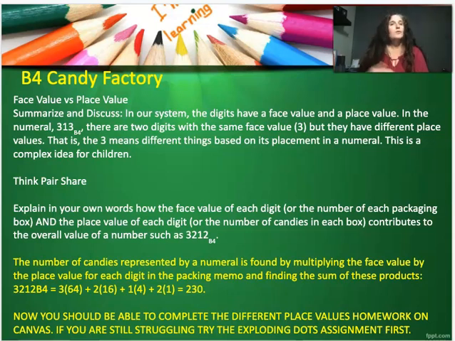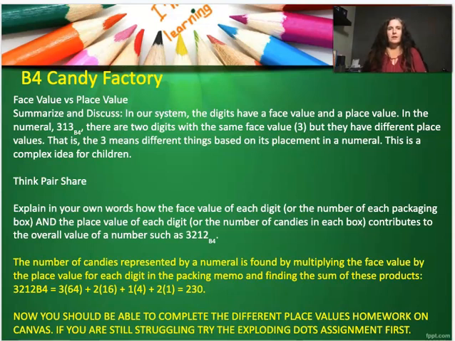So what you should try to do, and what I have kids do in class, now I'm not teaching them base 4, we're just working on base 10, but they do a think, pair, share. So explain in your own words how the face value of each digit, so in other words, the number of boxes, and the place value of each digit, which is the number of candies in the box, contributes to the overall value of 3212B4. So in other words, that 2 that's in that first place on the far right doesn't mean the same value as the other 2.